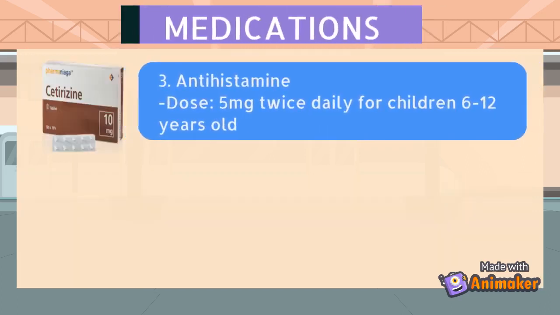Next is antihistamine, which is used in treating sinus infection due to allergy. It acts by blocking histamine binding to peripheral histamine receptors, thus reducing the allergy symptoms. For example, cetirizine tablet, and the dose for children between 6 until 12 years is 5 mg twice daily.